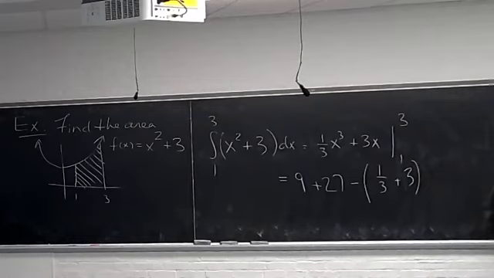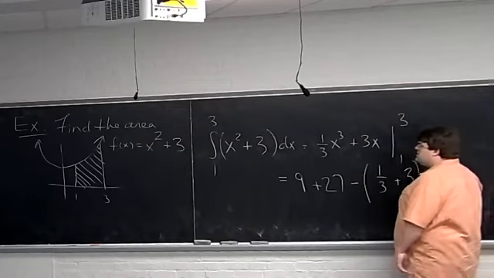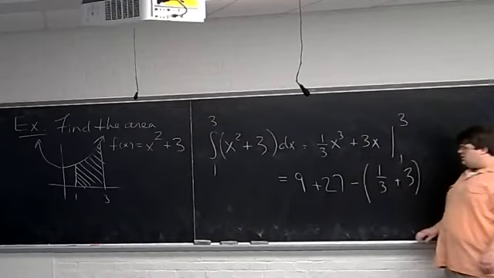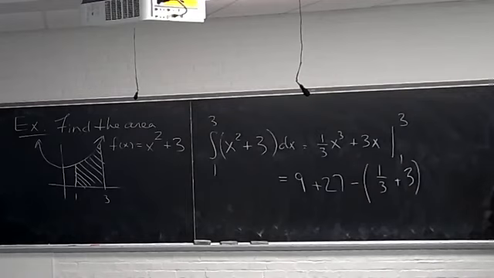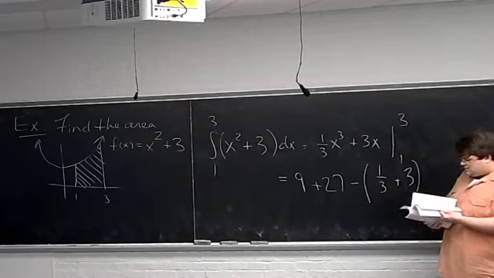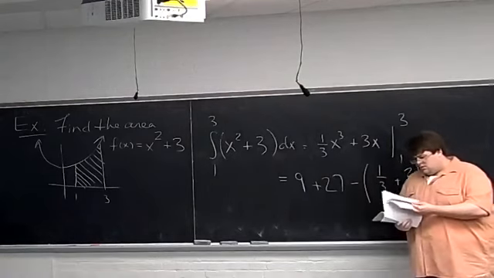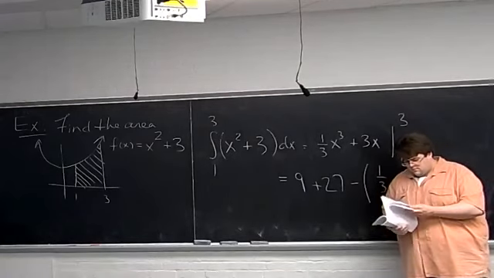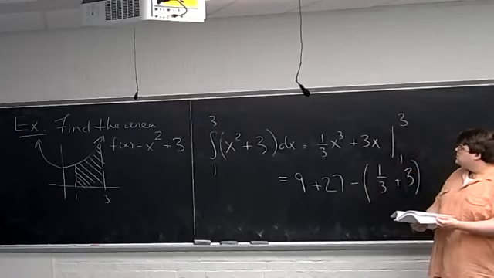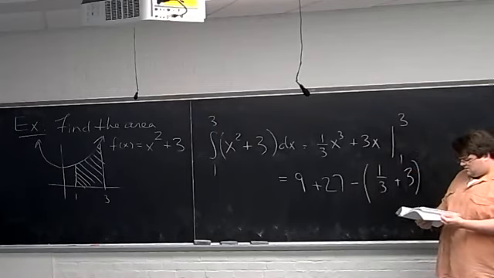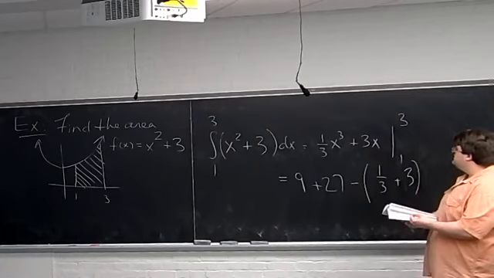And what do we get? Maybe this isn't the example we did. What do we get? We get 36 minus 3 is 33. 33 minus 1/3 is 32 and 2/3. And what is that? I thought this was the example we did in area under a curve. Oh. Did I do something wrong?